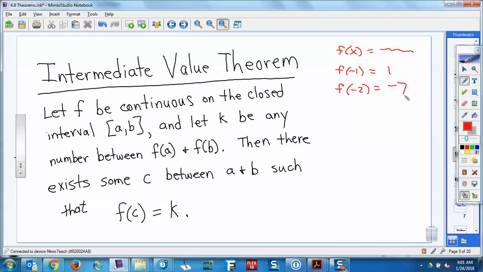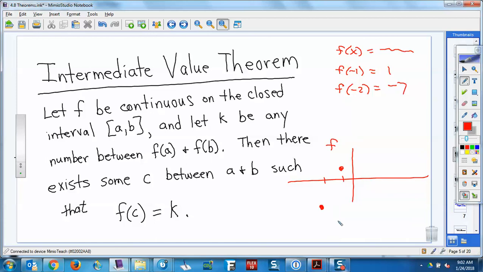Thanks a lot. Anyway, as soon as we did that, what did we know? We knew there was a 0 in between there. And I said that. You guys said, oh, well, hey, we know there's one in between there. And what I should have said is, are you sure? Because what if that function went, so here's -1, 1, right? And here's -2, -7. What did you assume?